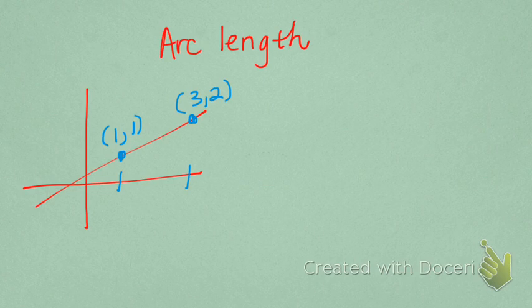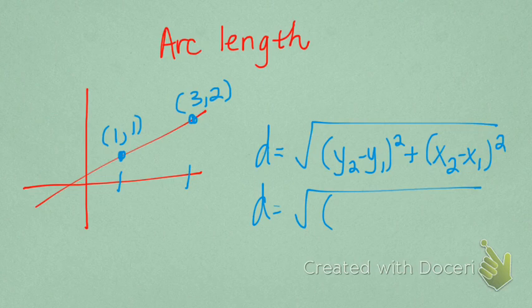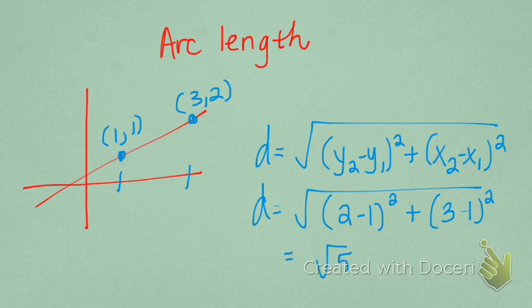You learned a formula a long time ago that the distance was the square root of subtracting the y's squared and subtracting the x's squared. So in this case, it's going to be the square root of (2 minus 1) squared plus (3 minus 1) squared, and you get the square root of 1 plus 4, which is square root of 5. So that's the distance between 2 points, as long as it's a line connecting the 2 points.